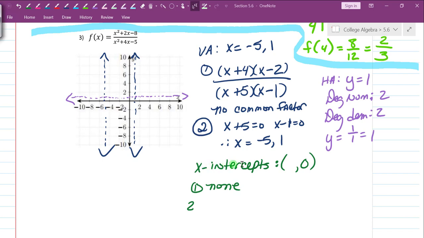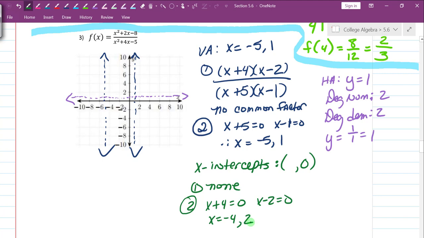So looking at the x-intercepts, there are no common factors. So step 2 then is to find the x-intercepts: look at the numerator, set the numerator equal to 0, and then solve for x. So this is going to be x plus 4 equals 0, x minus 2 equals 0. So x is equal to negative 4 and positive 2.